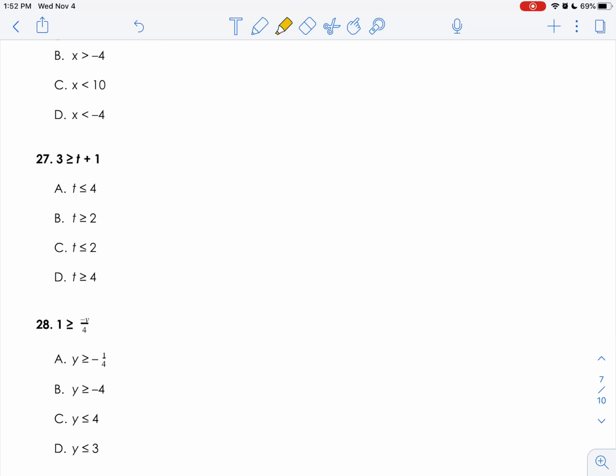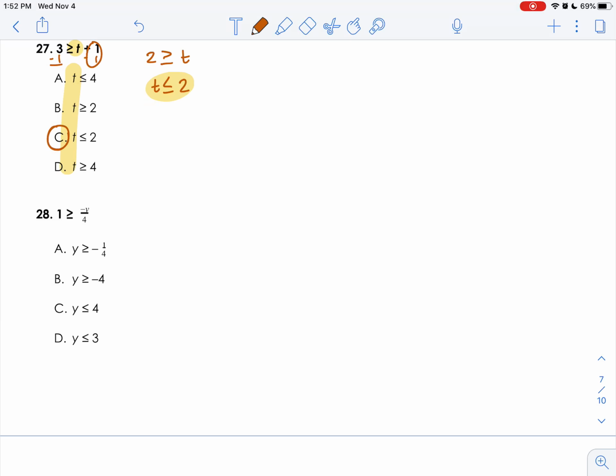Looking at number 27, my variable here is t. It says 3 is greater than or equal to t plus 1. In order to get the t by itself, I'm going to subtract 1 from both sides. 3 minus 1 is 2. My sign is greater than or equal to t, and then plus 1 minus 1, that cancels. So 2 is greater than or equal to t, but all my options have the t first, so I want to flip this. T is less than or equal to 2. So the answer here is C.